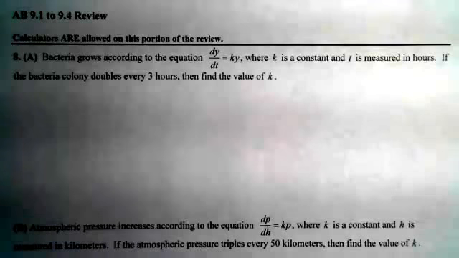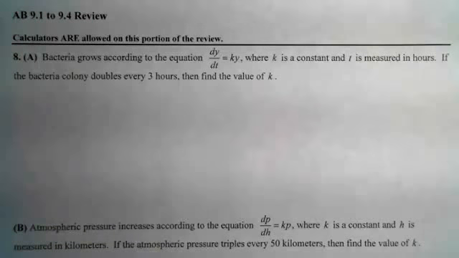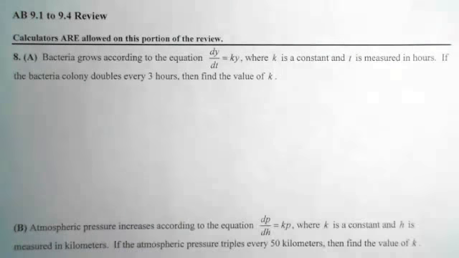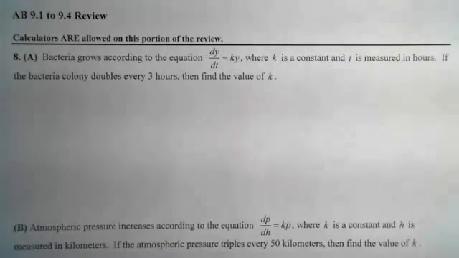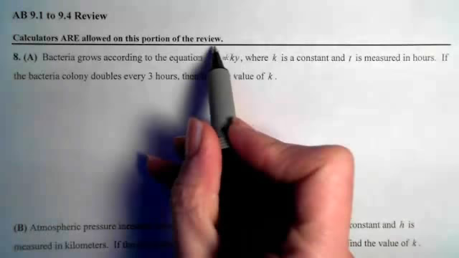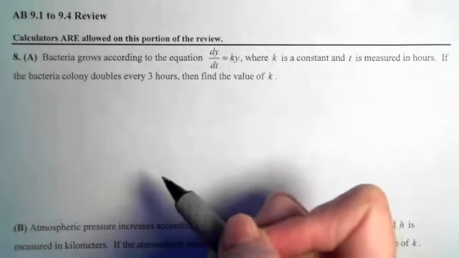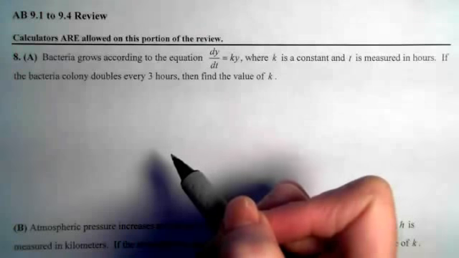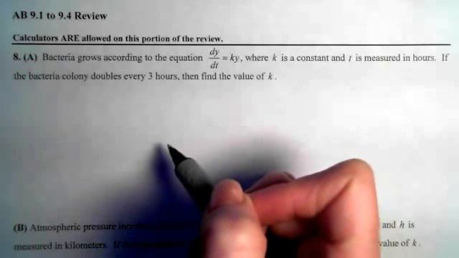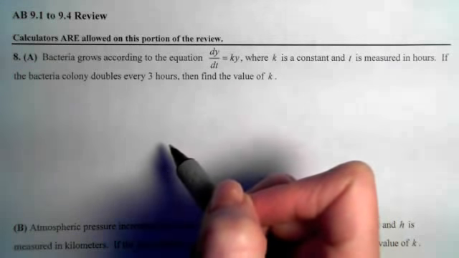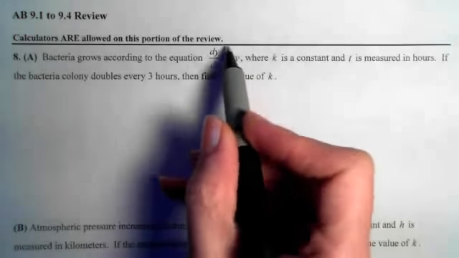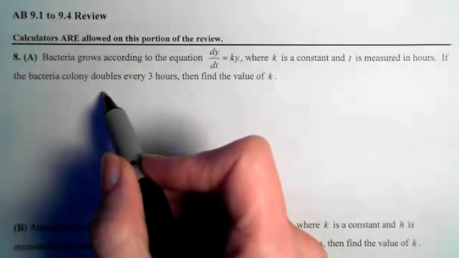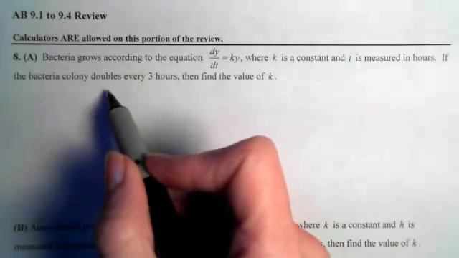This is the AB 9.1-9.4 review. Calculators are allowed, and all three of these deal with some relationships that look like this, which we encounter in section 9.4. It's the whole exponential growth or decay, and our goal in part A is to find the value of k. So we've got the growth equation, k is the constant, t is measured in hours, and we've got that the bacteria colony doubles every 3 hours.